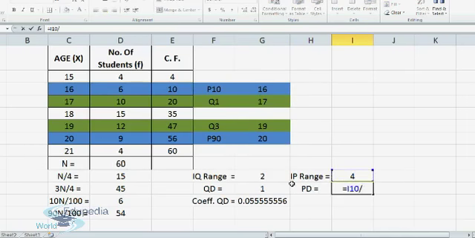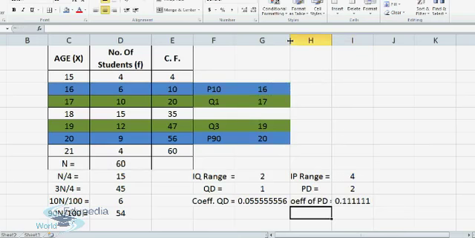And finally the coefficient of percentile deviation, and that's going to be P90 minus P10 divided by P90 plus P10. Okay, and that is 0.111.